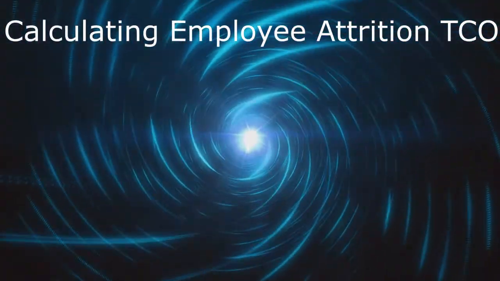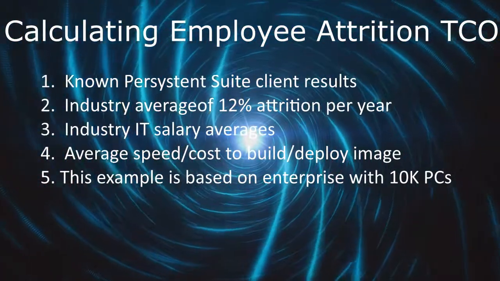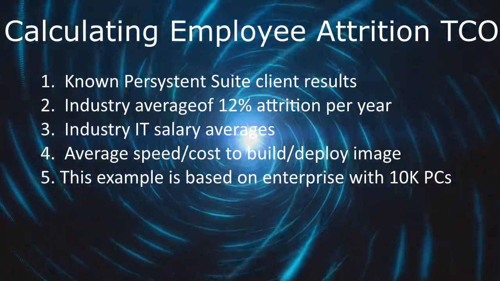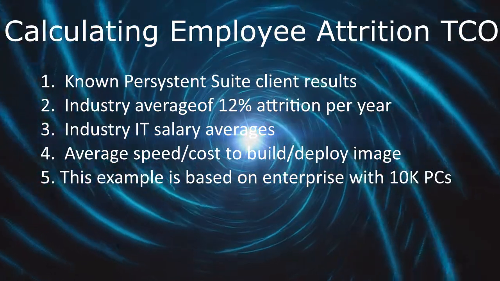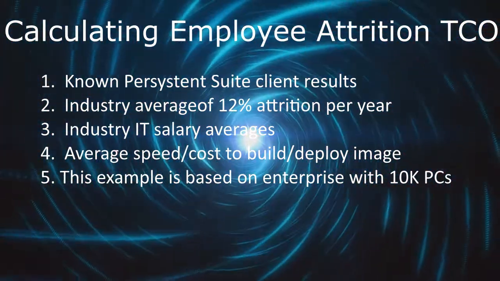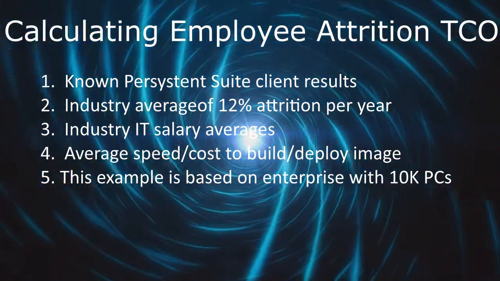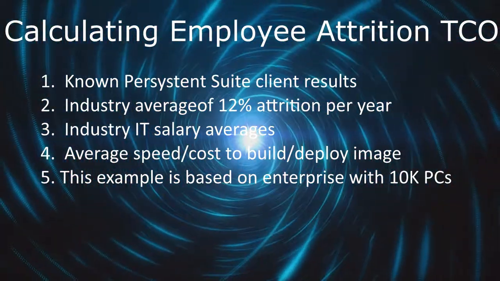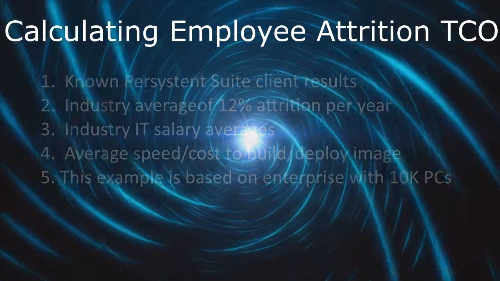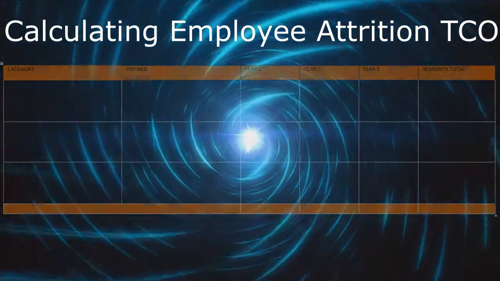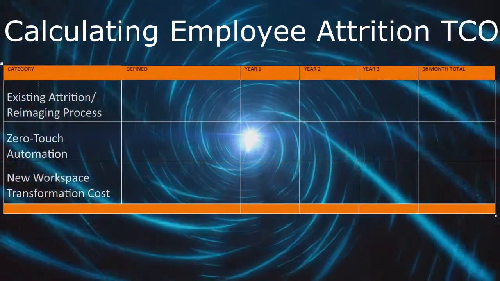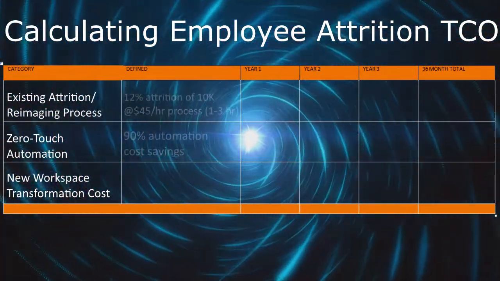Our TCO example applies documented persistent user results as well as accepted attrition rates, industry averages with regard to manual re-imaging time, and IT support salaries. It also assumes a 3% per year growth in either headcount or general costs. If a 10,000 unit fleet experiences 12% attrition, that's 1,200 re-images each year.